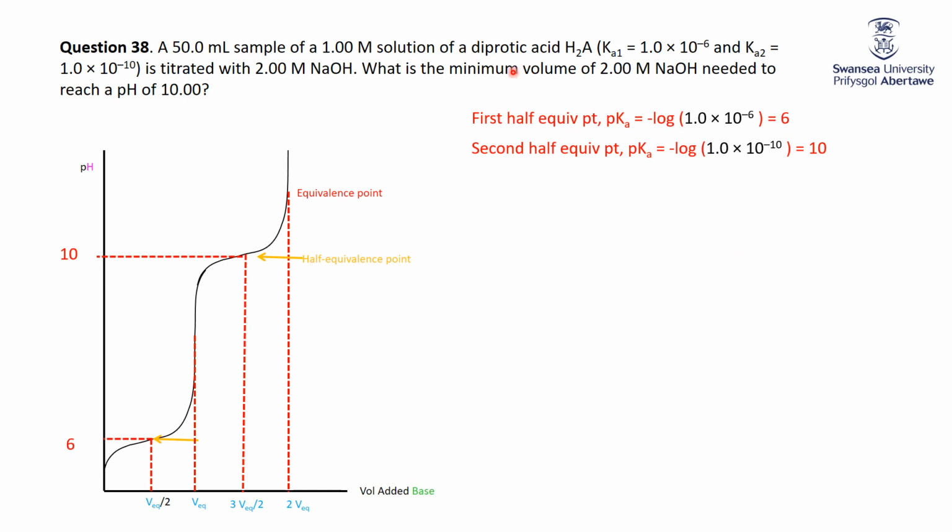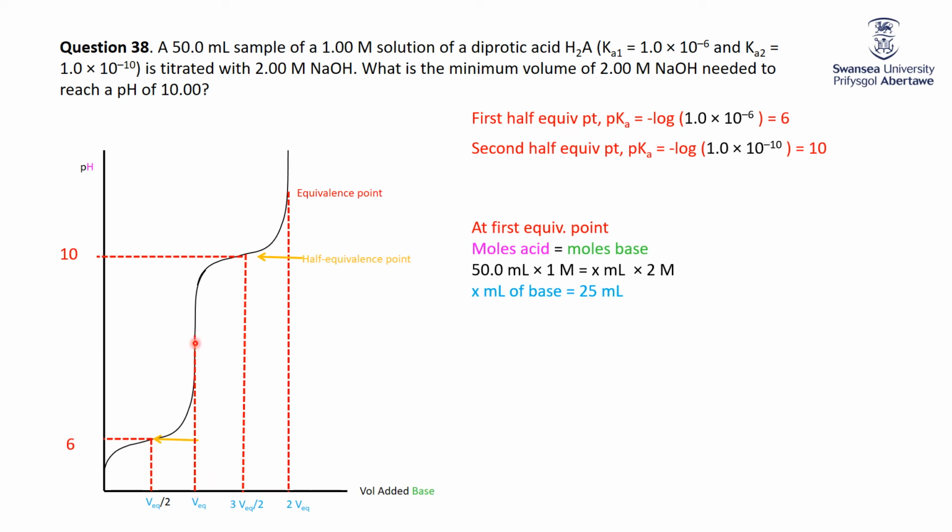Okay. So how much of the sodium hydroxide do we need to get to a pH of 10? Well, it's going to be 3/2 the equivalence point. Okay. At the first equivalence point, moles of acid is moles of base. The acid is 50 mL times 1 molar. The base is however much X was times the 2 molar. So the volume at that first equivalence point is 25 mL.